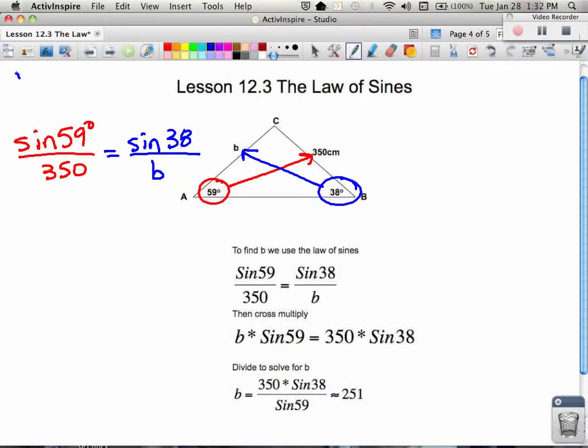At this point, when you have two fractions, or in other words ratios, set equal to each other, you do the cross multiply thing. So that means we're going to multiply the sine of 59 times b, and 350 times the sine of 38, and we're going to go from there.